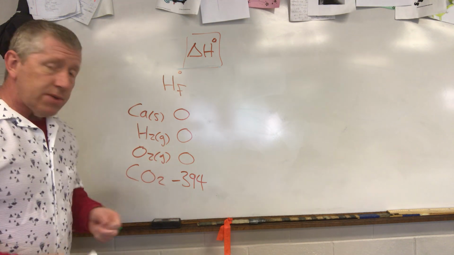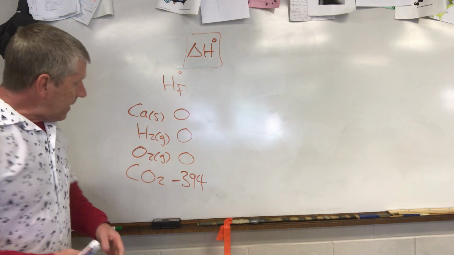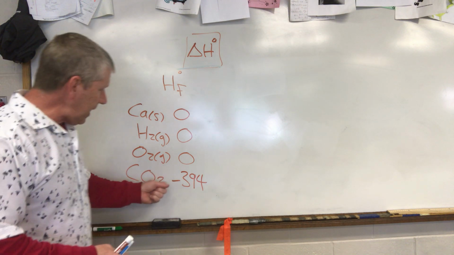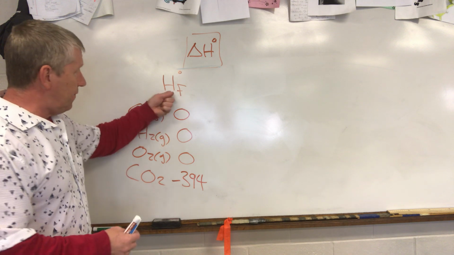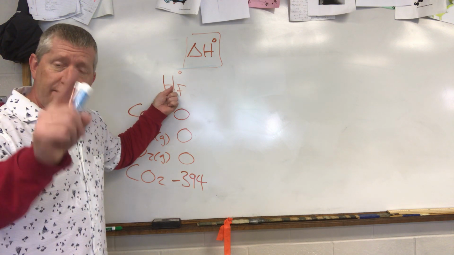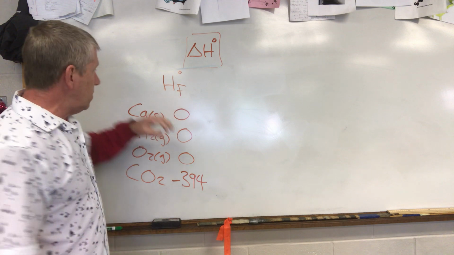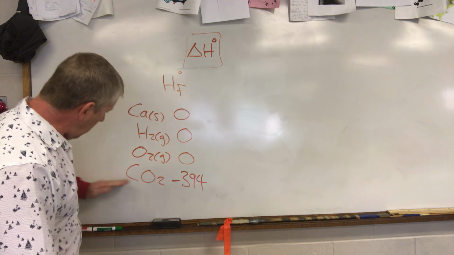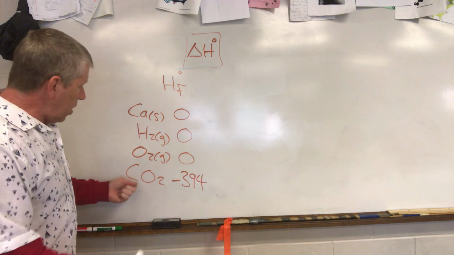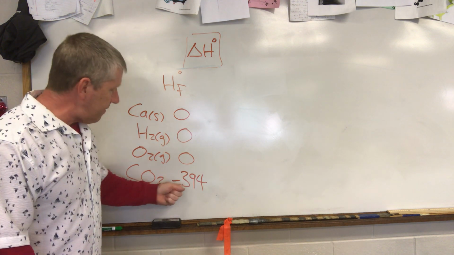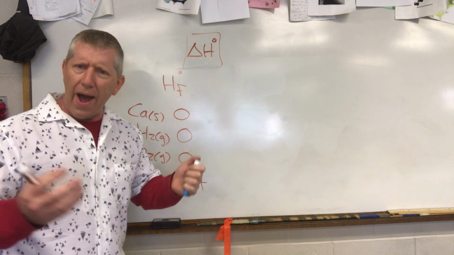So this means that we'll have a change in heat of negative 394 when carbon dioxide is formed. That's what the F means. It means the heat of formation. So when carbon dioxide is formed from its basic elements, like carbon and oxygen, you're going to have a negative 394 heat change. Well, why negative?